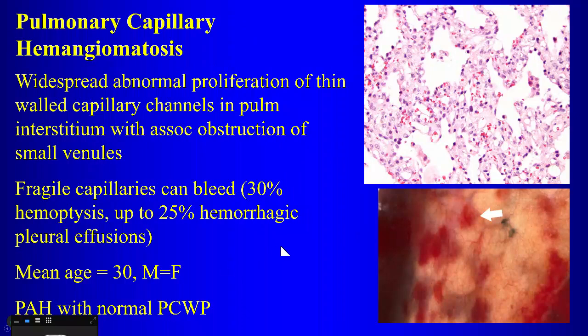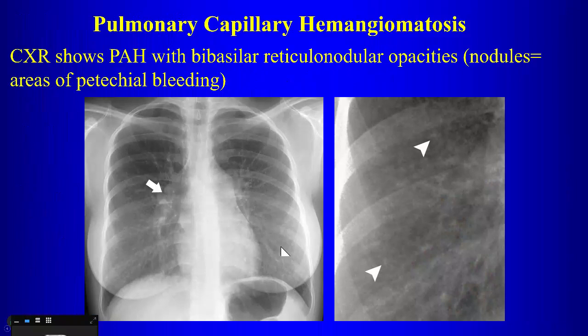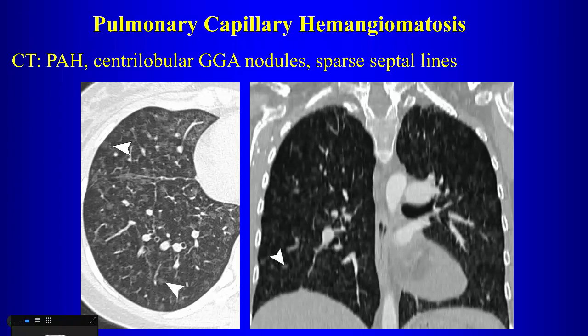They will also have normal pulmonary capillary wedge pressure, and they can also have pulmonary hypertension. So it can look very similar, and they can also present very similar to pulmonary veno-occlusive disease, pulmonary capillary hemangiomatosis. So they will have evidence of pulmonary hypertension. They might also have reticular nodular opacities, ground glass attenuation nodules from bleeding within the lungs.